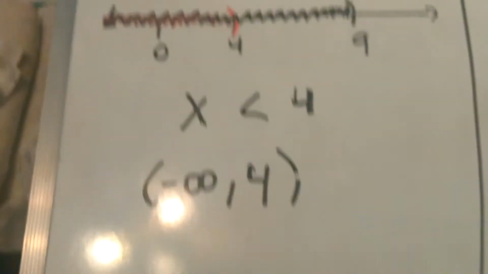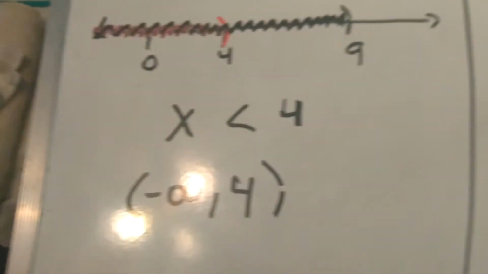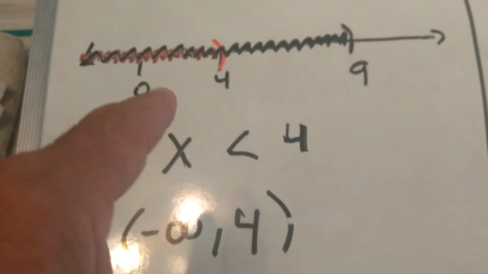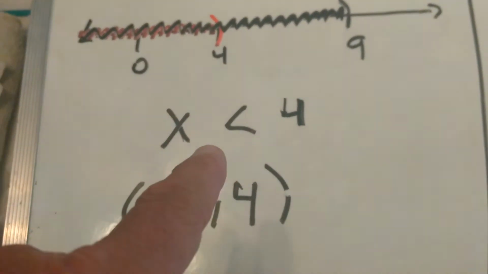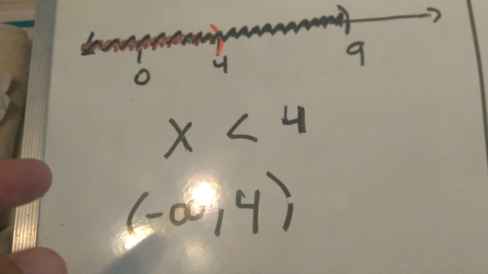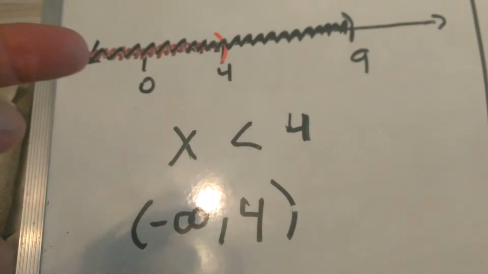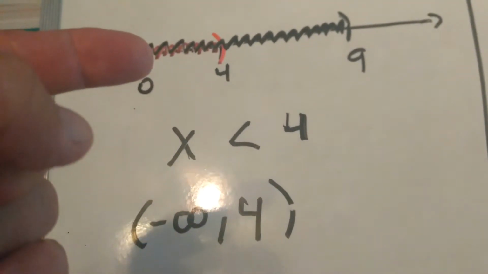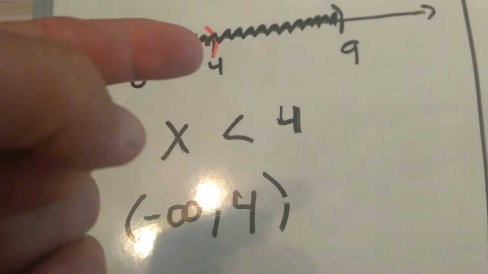That happens to be x is less than 4, and we indicate that. So here's our graphical notation, here's our algebraic. Our interval notation is we're coming from negative infinity, which is parentheses. We're stopping at parentheses 4.